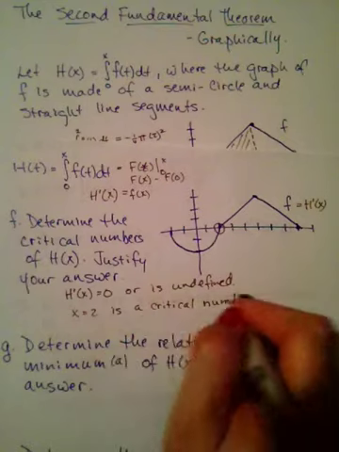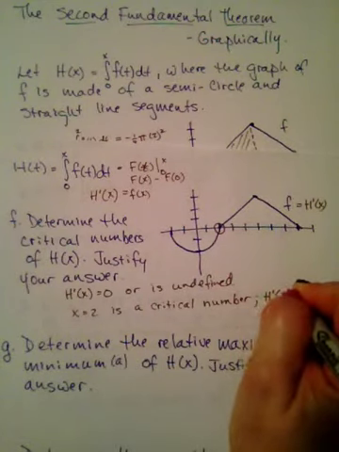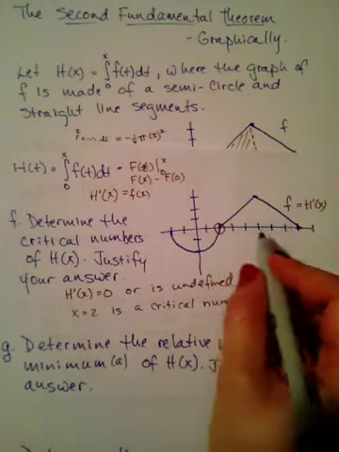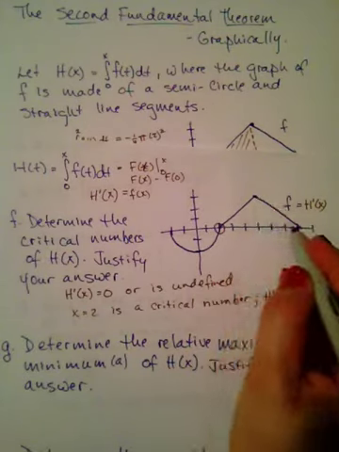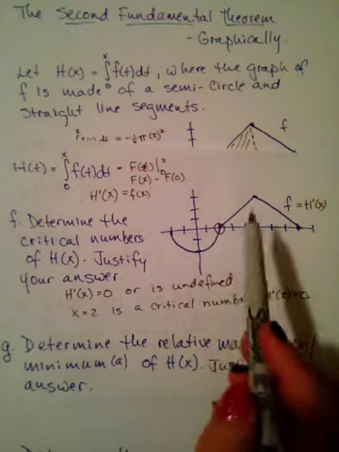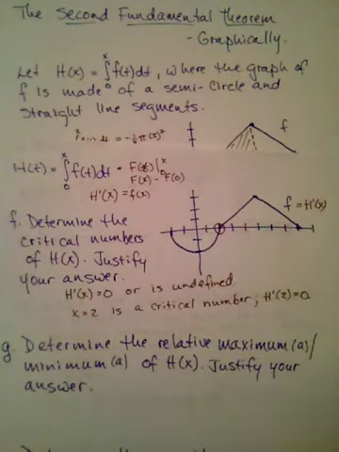And I know that because h prime of 2 equals 0. And that's enough. There's no place on here where h prime is actually undefined. It appears to be completely continuous. So while I'm on this, since this is the graph of h prime of x, I'm actually just going to finish out these other few questions.